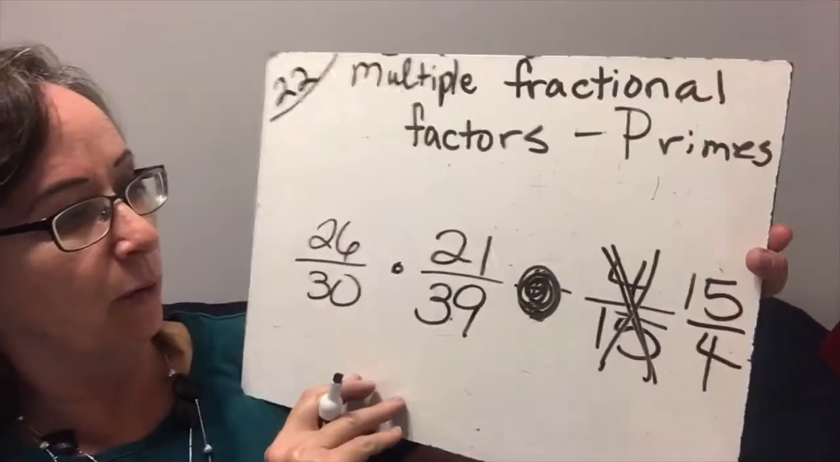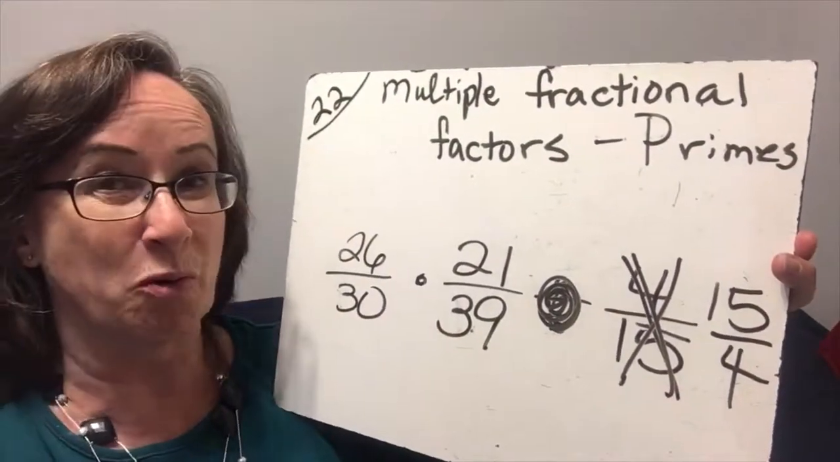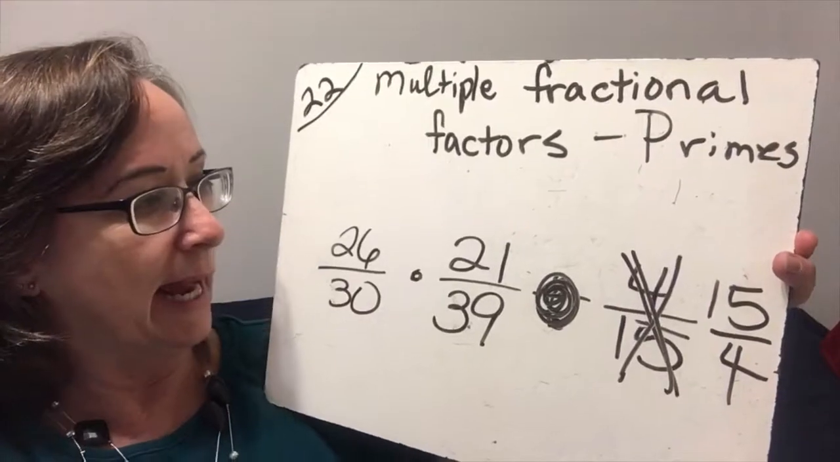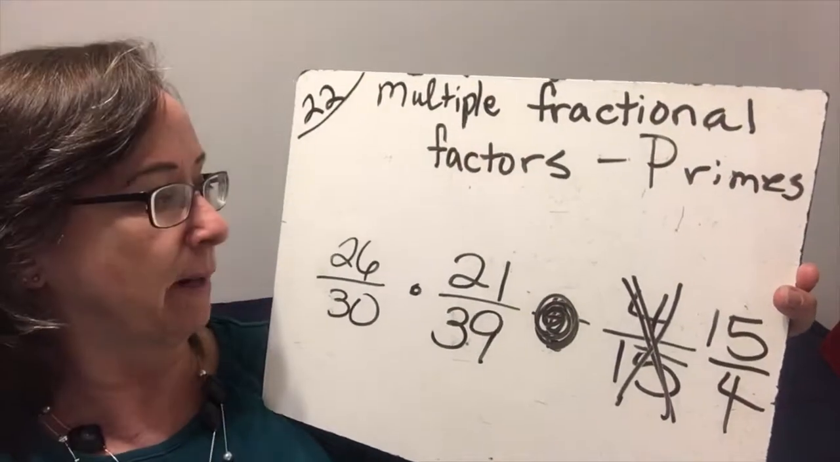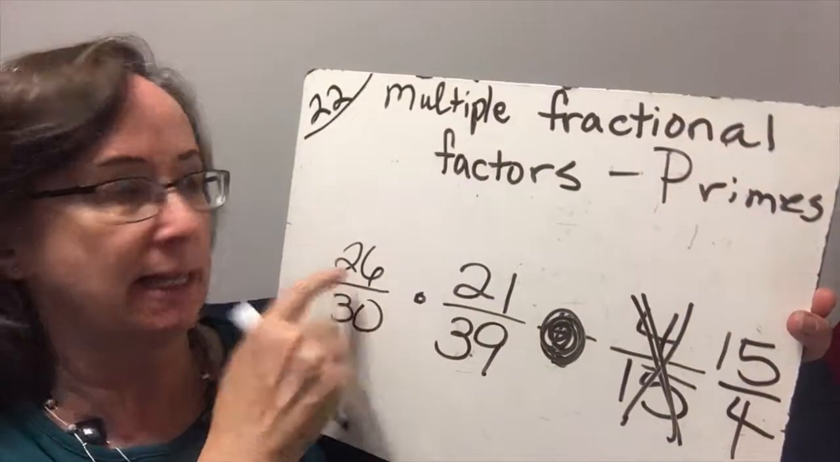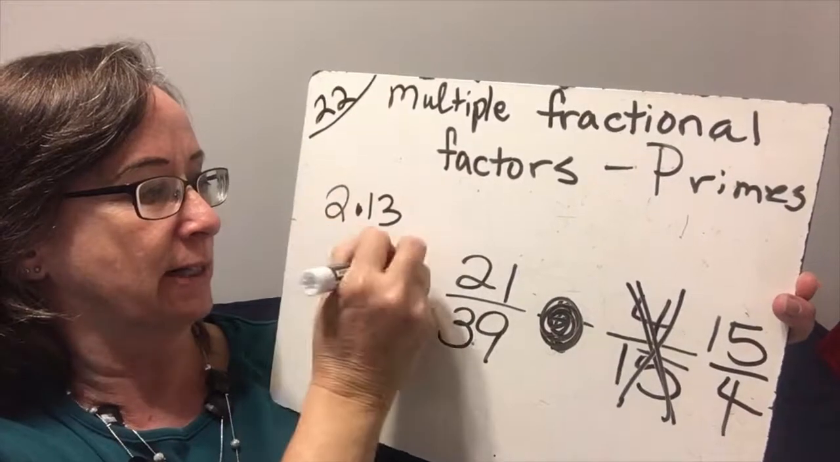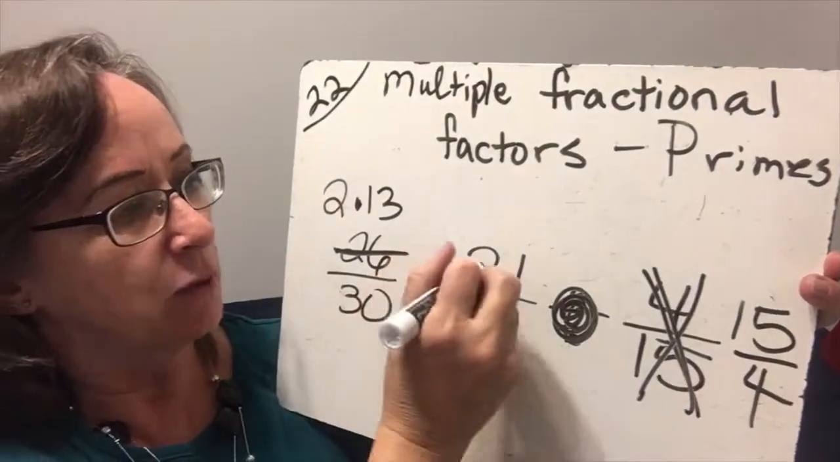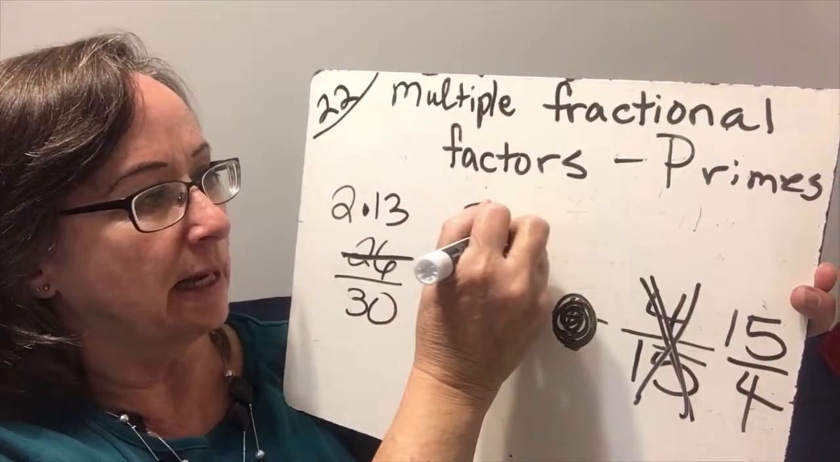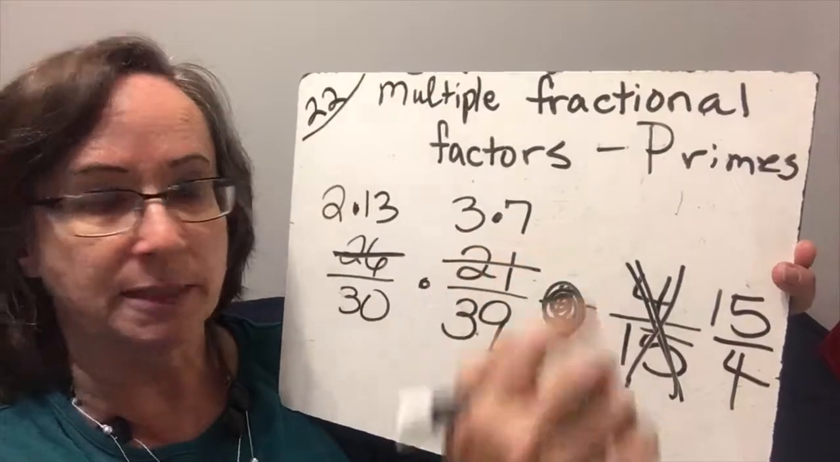Okay, so now notice how I did this a little bit differently. I wrote my problem right in the middle of my board. And since it's right in the middle of the board, I can factor right above it. So 26 is 2 times 13, isn't it? So let's cross out the 26 and leave the 2 times 13. 21 is 3 times 7. So let's cross out the 21 and leave the 3 times 7.